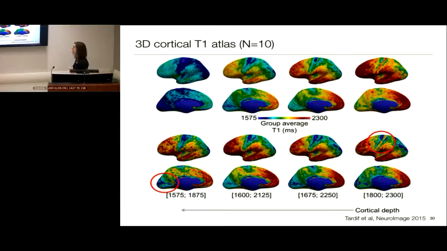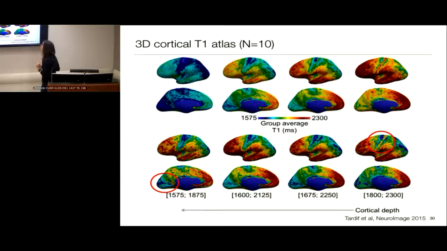So this is basically the end result. This is an average of 10 subjects. It's a 3D T1 map at different cortical depths. We're going from the pial surface here down towards the white matter surface, where you have a nice gradient in T1 times because there's higher myelin content towards the white matter surface. They're all windowed the same on the top two rows. On the bottom two rows, each layer is windowed differently to highlight the contrast of the different layers.